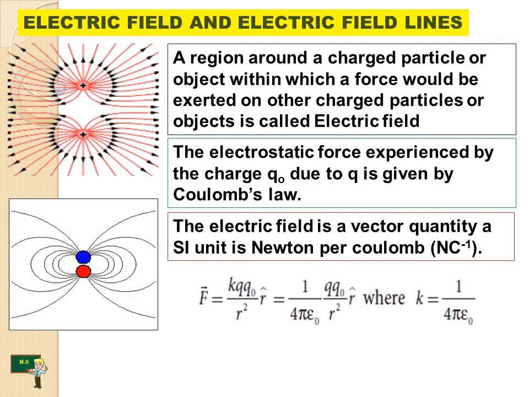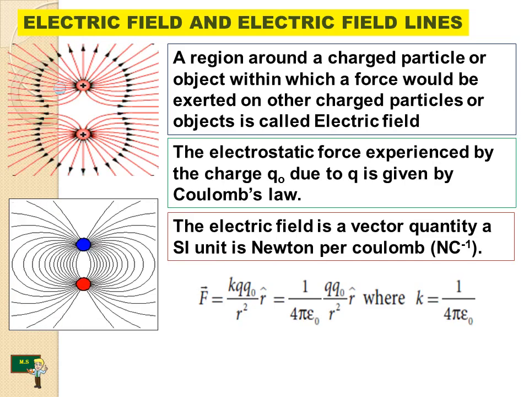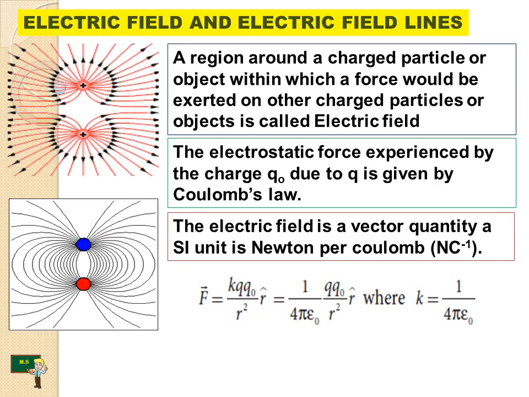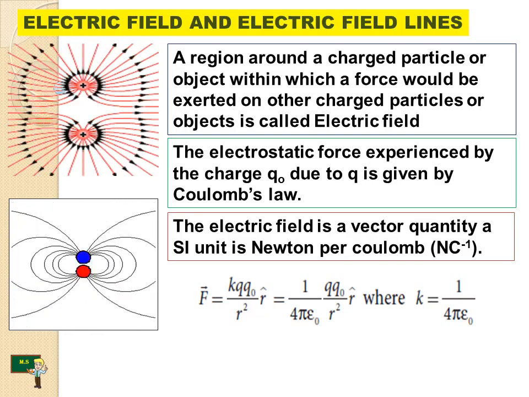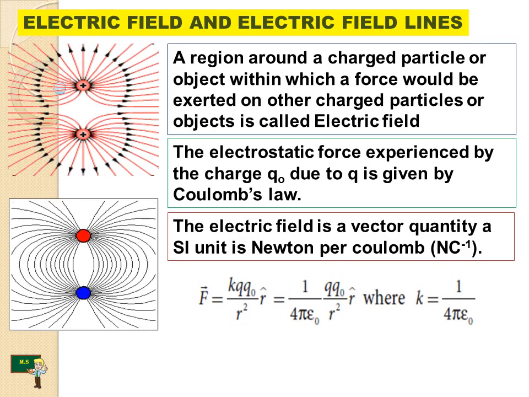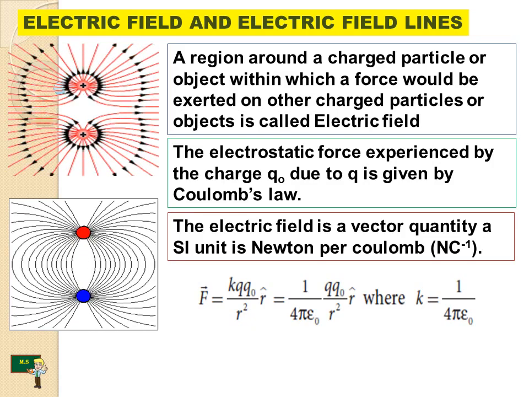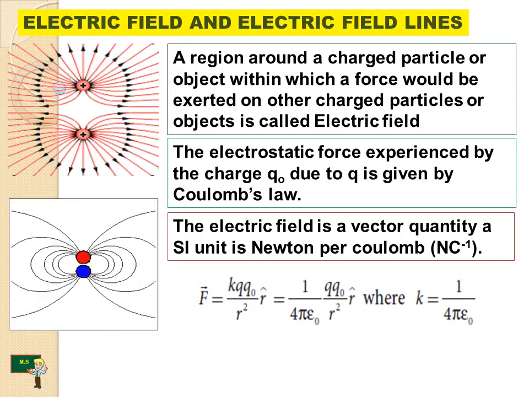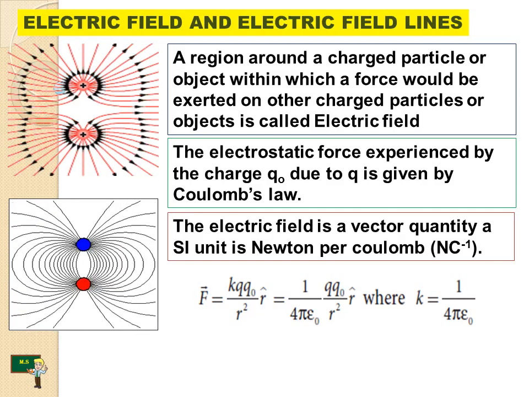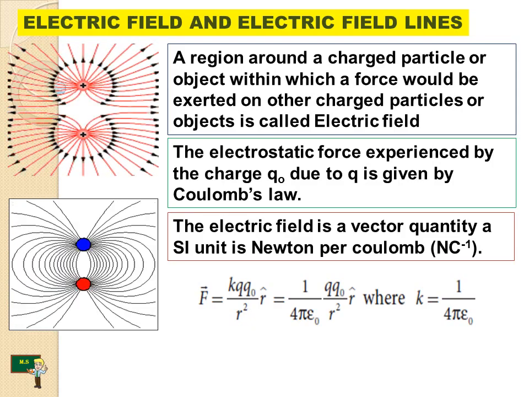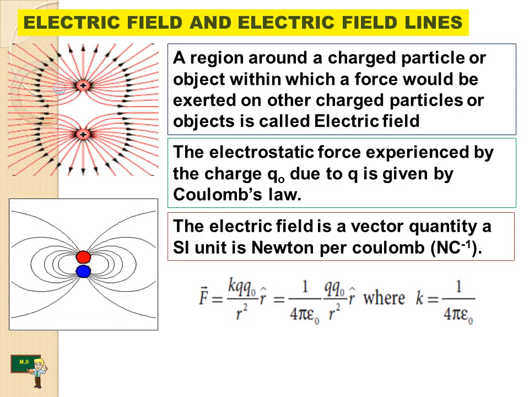So from Coulomb's law, F is equal to K into Q into Q0. Here Q is the initial charge and Q0 is the new charge from the space, divided by R square, that means the distance between Q and Q0, into R cap. Now we can write the value of K here. As you know, K is equal to 1 by 4 pi epsilon 0. F vector is equal to 1 by 4 pi epsilon 0 Q into Q0 divided by R square into R cap.